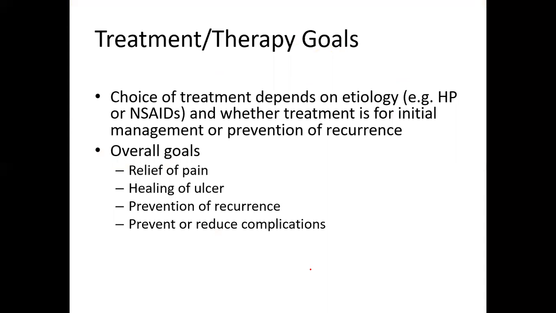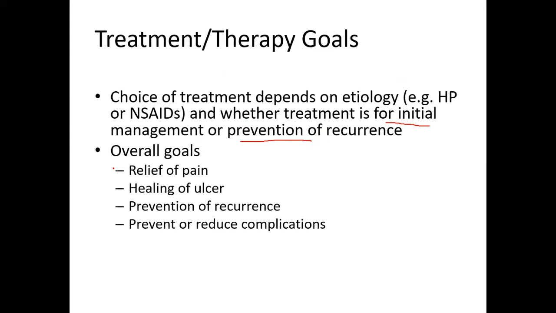So now coming to the treatment or therapy or goal of treatment, the choice of treatment would depend upon the etiology, whether it is due to H. pylori or NSAID, and whether it is a case of initial management or a case of prevention of recurrence of peptic ulcer.